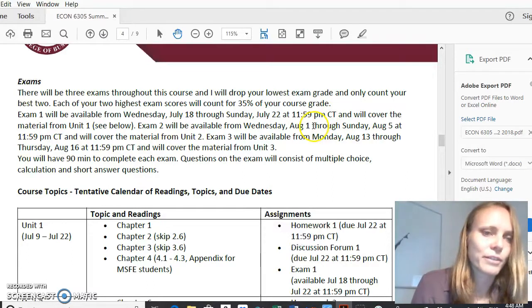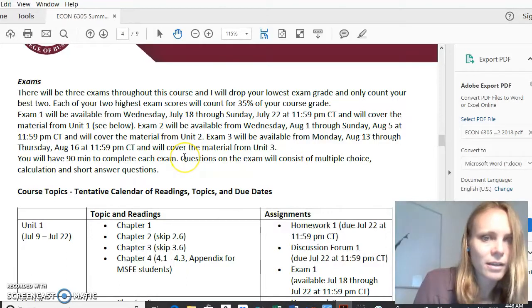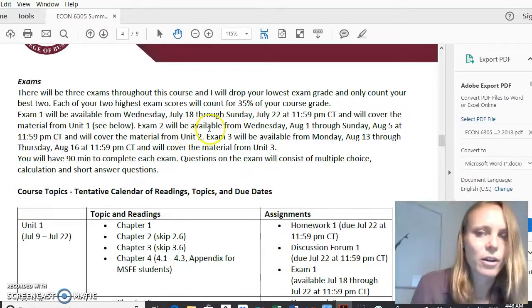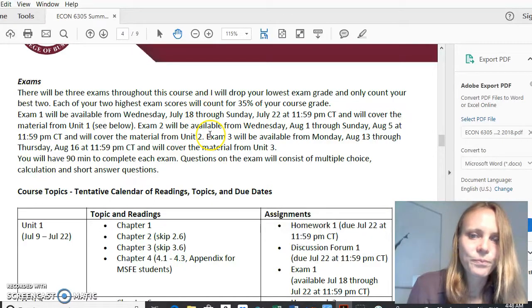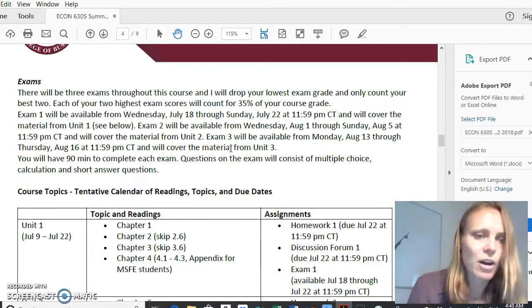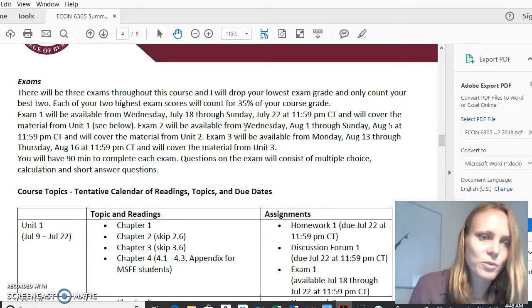Exam 1 will cover the material from Unit 1, as you will see below in that little table. The second exam will be available from Wednesday, August 1st through Sunday, August 5th. Once again, 11:59 p.m. Central Time, and will cover the material from Unit 2. And then lastly, the third exam will be available from Monday, August 13th through Thursday, August 16th. That's the last day of summer classes, so for that reason I can't keep it open through the weekend, so it'll have to close on Thursday.